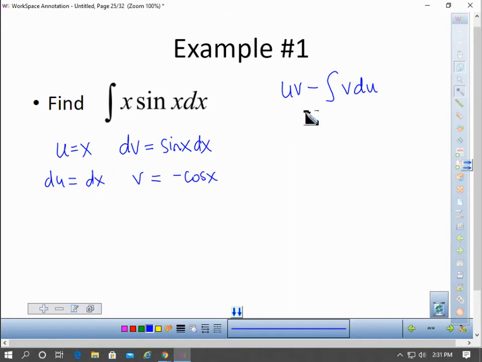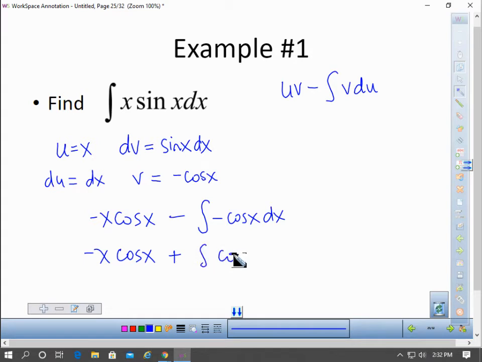So now the answer is nothing but u times v minus the integral of v du. So my u is the x times v, which is negative cosine. And then it's minus the integral of the v, and v is negative cosine x, and then the du is the dx. So there's my answer. I just have to keep going and finishing it out. This is going to be negative x cosine x, and then this is going to end up being a plus sign.